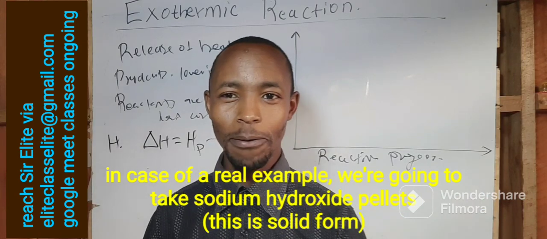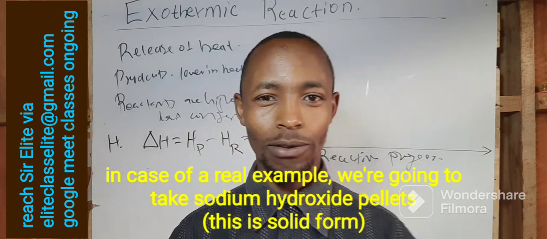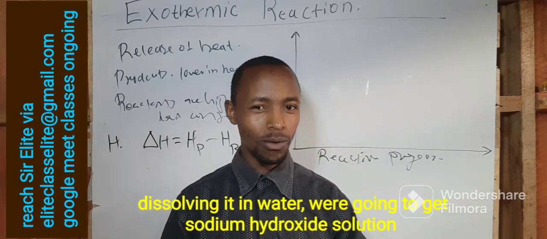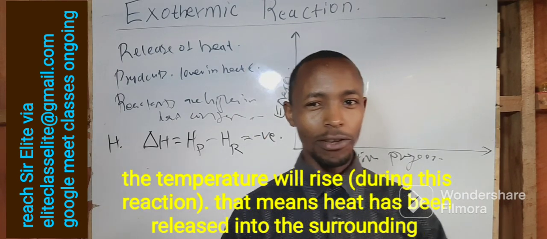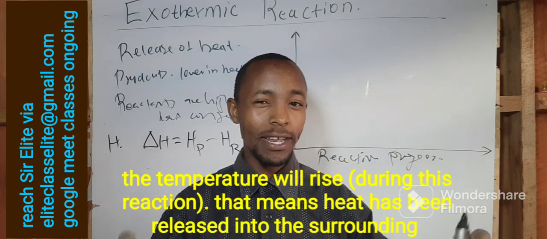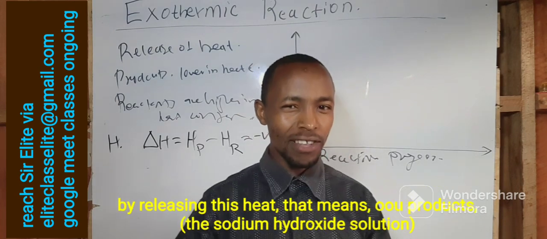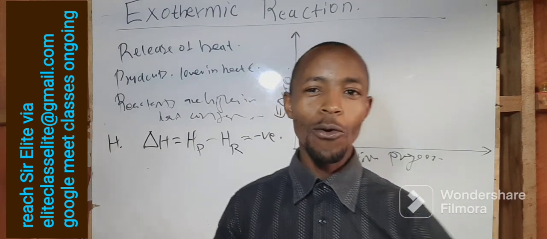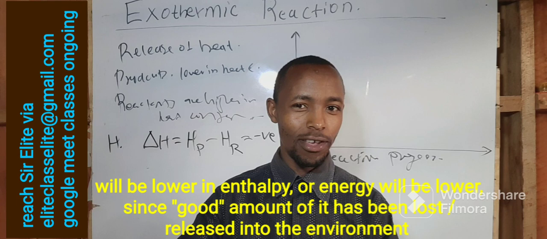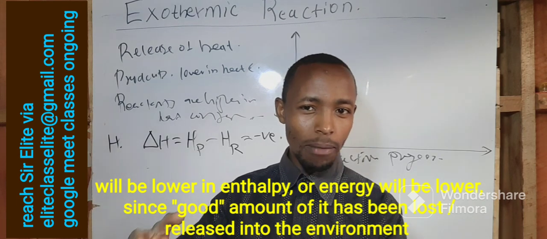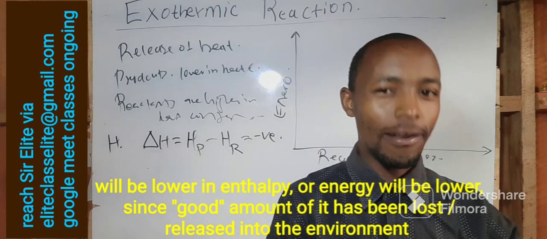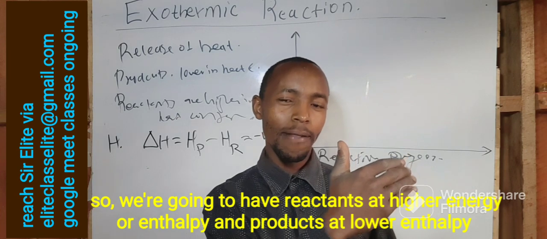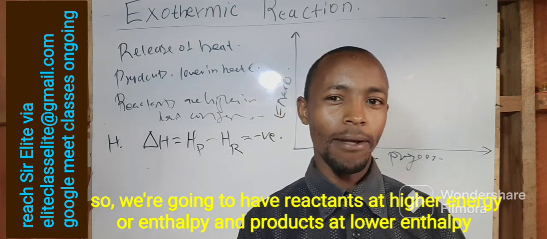In case of a real example, we are going to take sodium hydroxide pellets. It's in solid form. Dissolving it in water, we are going to get sodium hydroxide solution. The temperature will rise during this reaction. That means heat has been released into the surrounding. By releasing this heat, our end product, now the sodium hydroxide solution, will be low in enthalpy, since a good amount of energy has been lost or released into the environment. So we are going to have reactants at high enthalpy and products at lower enthalpy.